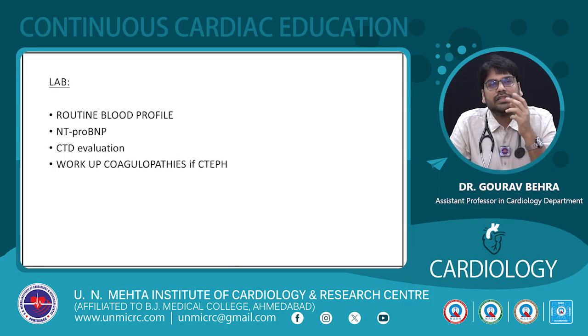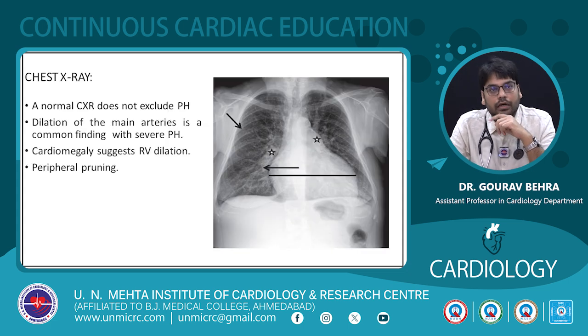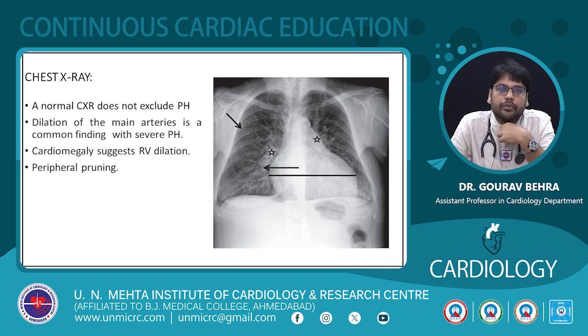So these are some lab parameters that we usually do: routine blood profiles, the pro-BNP level, connective tissue disorder evaluation, and coagulopathies. These are very disease specific. The kind of disease you see is what you will investigate for. So we came to the ECG. Now coming to the chest X-ray. It is very important. A normal chest X-ray does not exclude that the patient has pulmonary hypertension.